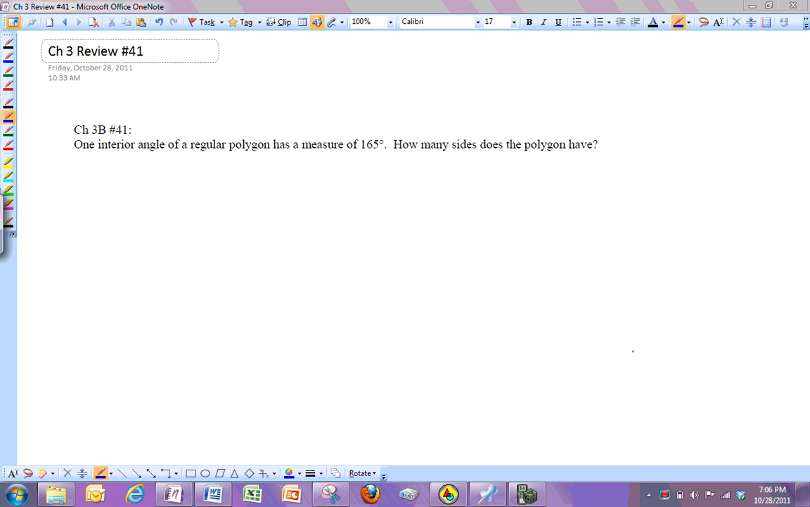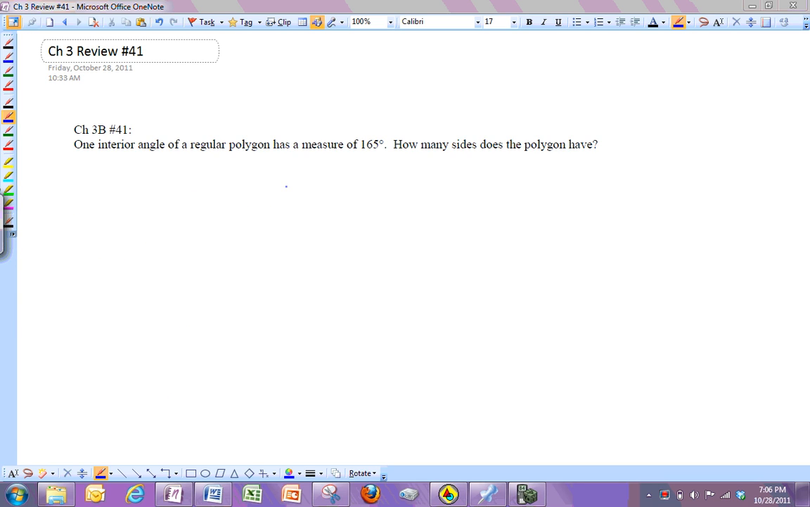Okay, so last problem that we're going to do for chapter 3 here is number 41 from the review. It says one interior angle of a regular polygon has 165 degrees as its measure. How many sides does the polygon have? So let's look at it like this.